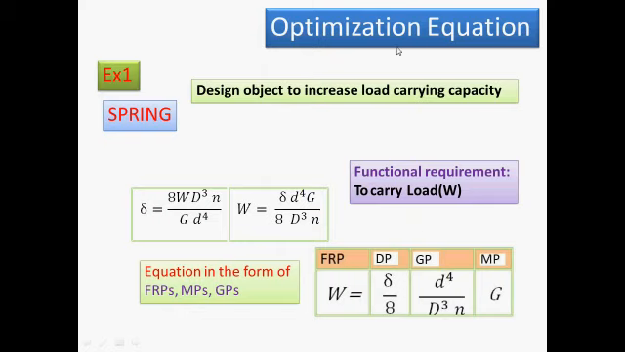Next is the optimization equation, meaning how to optimize things. Optimization is done by forming the equations and classifying them into functional requirement parameters, material parameters and geometrical parameters.